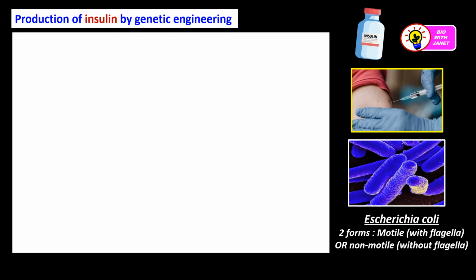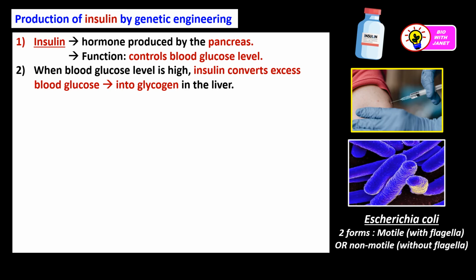Production of insulin by genetic engineering. Here's the introduction. Now, what is insulin? Insulin is an important hormone produced by the pancreas, and its function is to control the blood glucose level of a person. So when the blood glucose level is high, for example, after a meal, the pancreas will secrete insulin. This is in a normal person. The pancreas will secrete insulin to convert the excess blood glucose into glycogen in the liver, right?